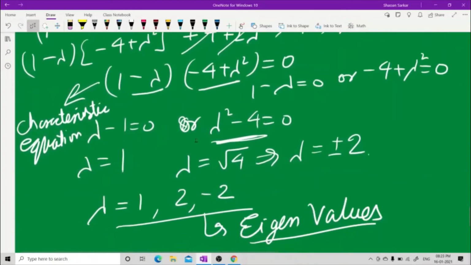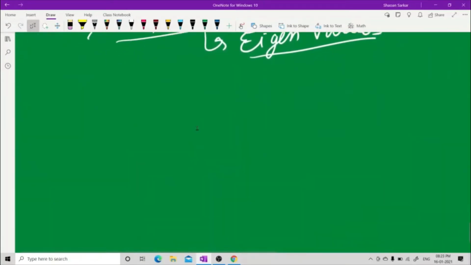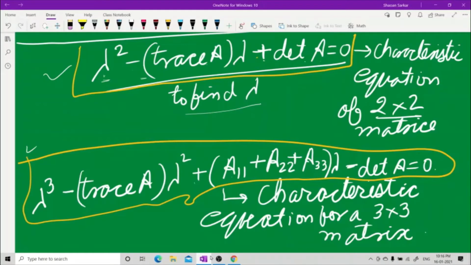I can tell you a shortcut method to do away with all this method, and they are very much valid methods. For the shortcut method, it is lambda square minus trace of A lambda plus determinant A equal to 0. This is the characteristic equation for a 2 cross 2 matrix to find lambda.